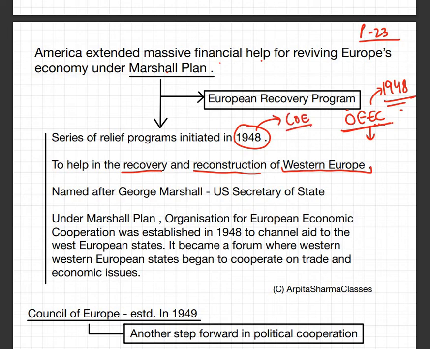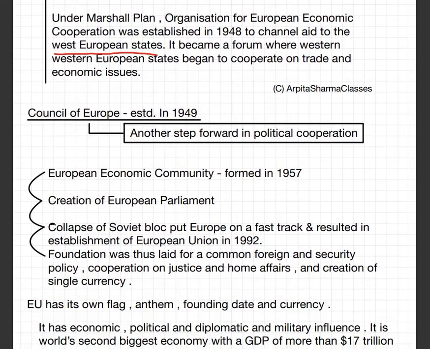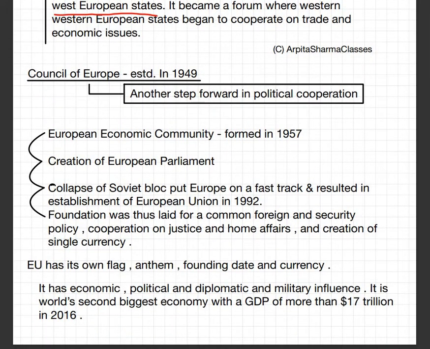So this platform became an area where all the Western European states used to cooperate in terms of trade and other economic issues. And then in 1949, the very next year, the Council of Europe was established. This was another important platform for political cooperation among the Western European states. Western European states were cooperating with each other politically and economically through this platform. Now to cooperate and coordinate politically also, to integrate politically also, this Council of Europe was established in 1949.